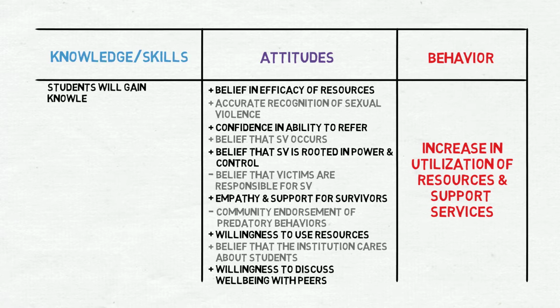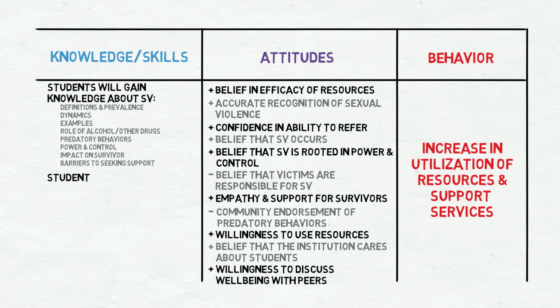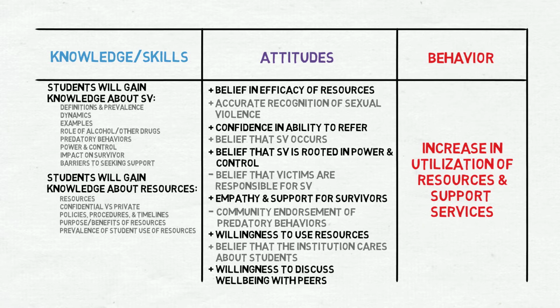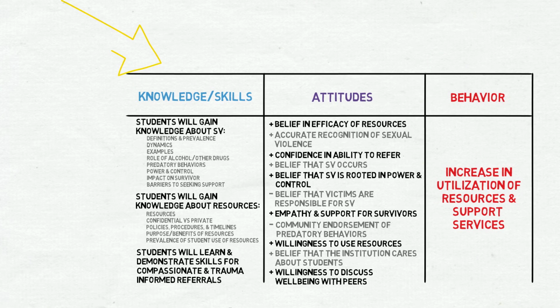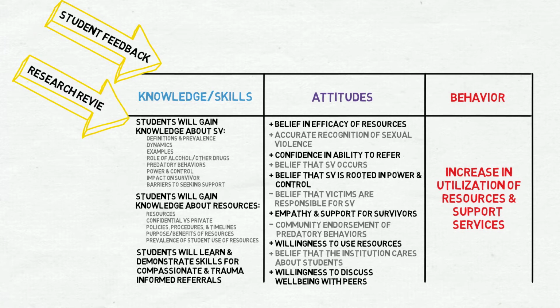Do they have knowledge about what sexual violence is? Do they know what the resources are and how to access them? Do they have the skills to refer a friend in a compassionate and trauma-informed way? The contents of this logic model were created from student feedback and an in-depth review of the available research, all of which supports the idea that programs that effectively improve students' knowledge and skills will, down the line, lead to our desired changes in attitudes and ultimately behaviors.